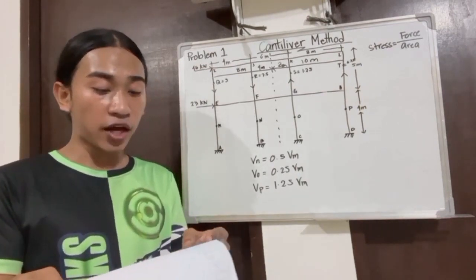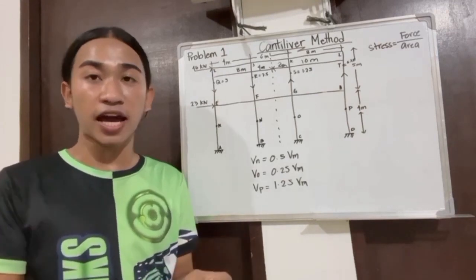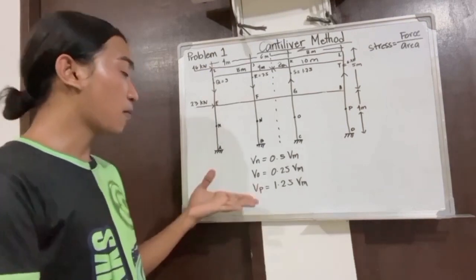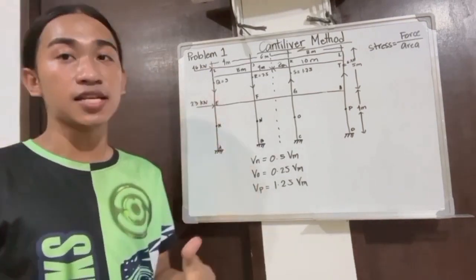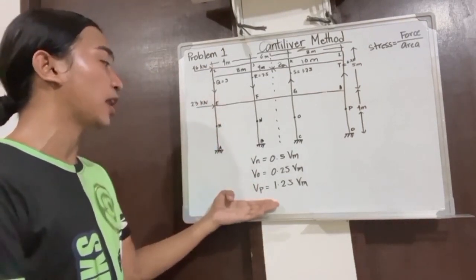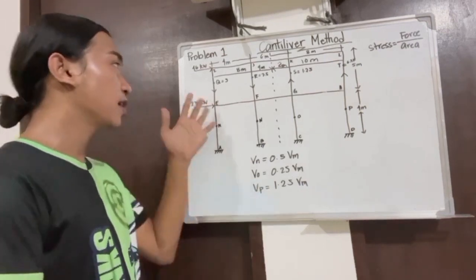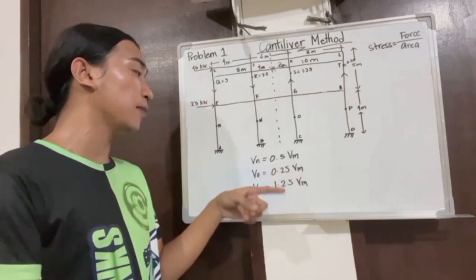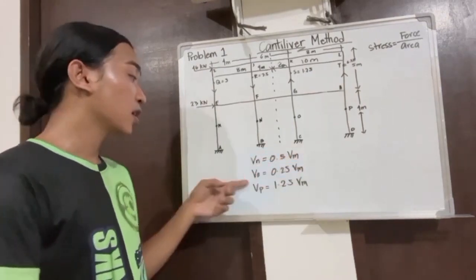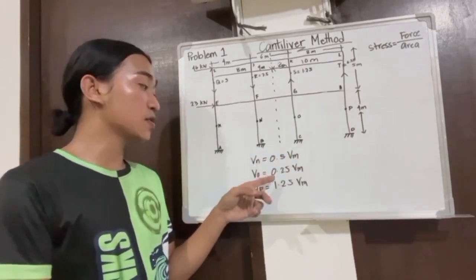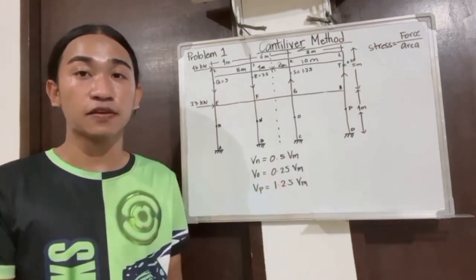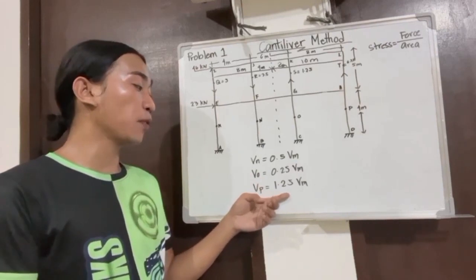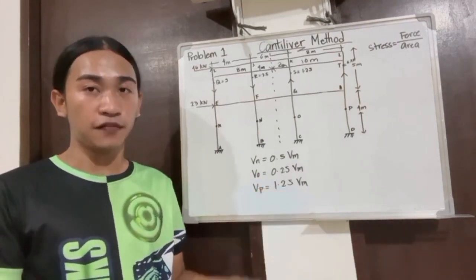In a similar way, we can make expressions for VN, VO, and VP in terms of VM. So this is the same because the distances are the same. Their values are the same as earlier for Q, R, S, and T, which is VN is 0.5 in terms of VM. Then VO is equal to 0.25 in terms of VM. Then VP is equal to 1.25 in terms of VM.